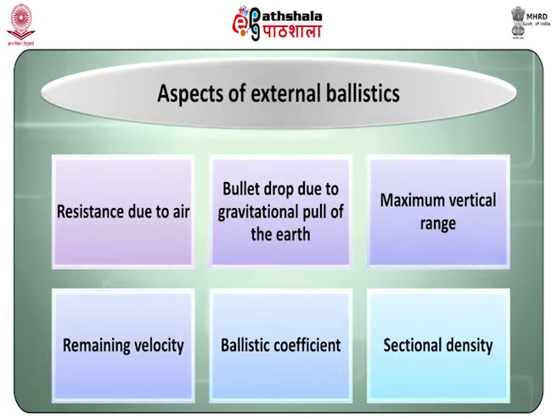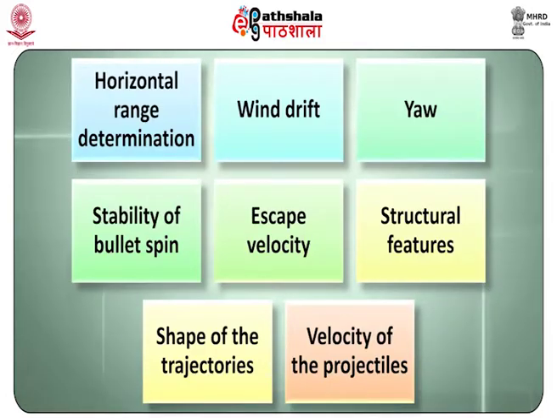Some aspects of external ballistic have been discussed in part 1, namely resistance due to air, bullet drop due to gravitational pull of the earth, maximum vertical range, remaining velocity, ballistic coefficient, and sectional density. Others, including horizontal range determination, wind drift, yaw, instability of bullet spin, escape velocity, would be discussed in this part, along with structural features and shape of the trajectories and their relation to the velocity of the projectiles.